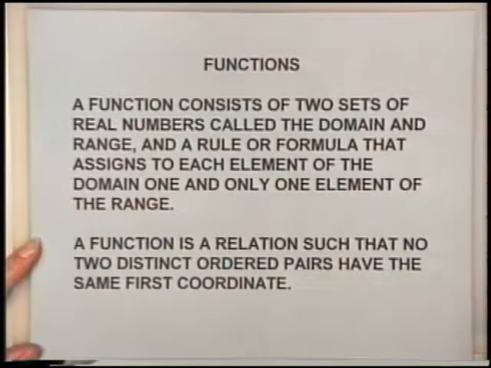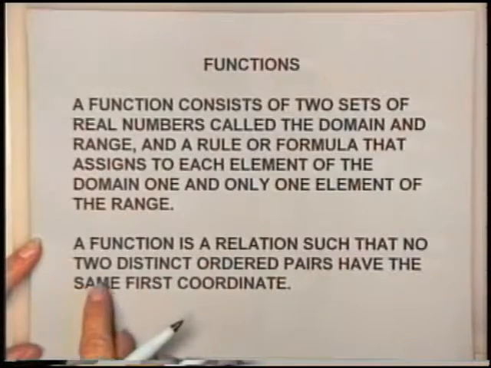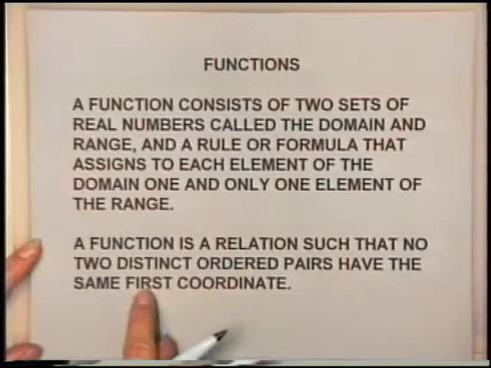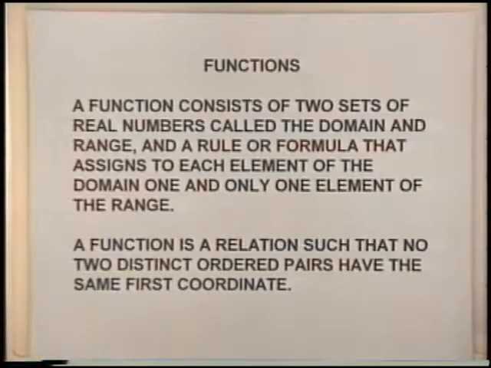But notice that there's an additional criteria here. No two distinct ordered pairs, that means two different ordered pairs, have the same first coordinate. In other words, the first coordinates in these ordered pairs cannot be repeated. You may not have, for example, 2 paired with 4 and also 2 paired with 5, because that same first coordinate of 2 would have 2 different second coordinates, and that would not be allowed in a function.